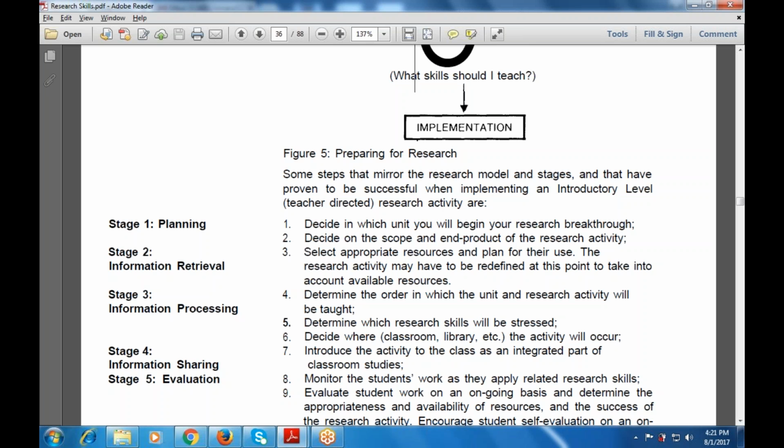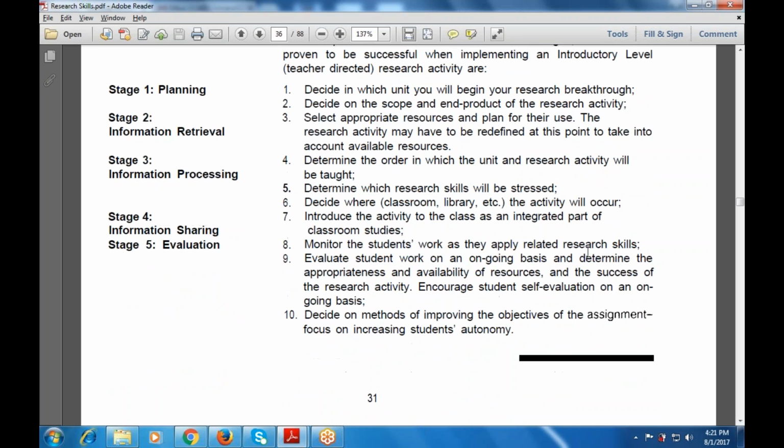Whatever work they have done, monitor them, evaluate them, analyze them, so that they can apply the related research skills in their work. Evaluate the students' work on an ongoing basis and determine the appropriateness and availability of the resources and the success of the research activity. Encourage student self-evaluation on an ongoing basis.